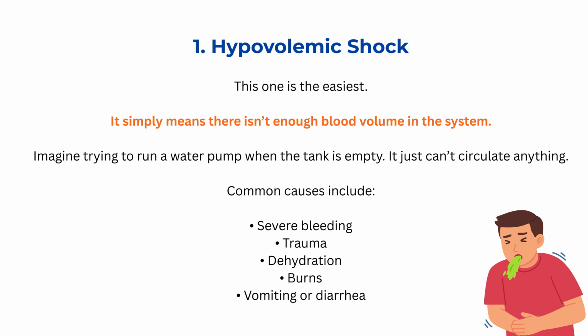1. Hypovolemic shock. First up, hypovolemic shock. This one is the easiest. It simply means there isn't enough blood volume in the system. Imagine trying to run a water pump when the tank is empty. It just can't circulate anything. Common causes include severe bleeding, trauma, dehydration, burns, vomiting or diarrhea.